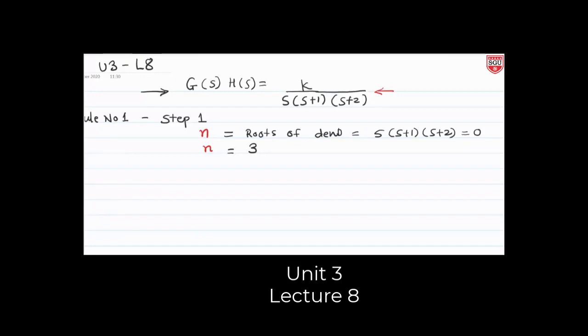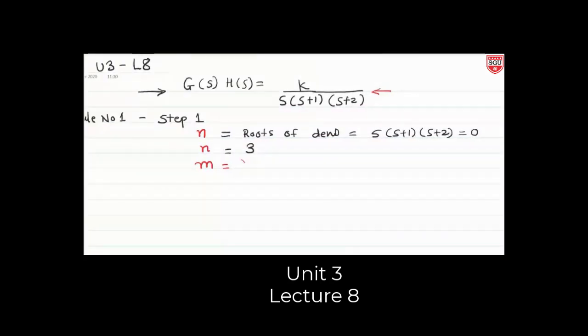Then let's move to the number of zeros. How many zeros will be there in the numerator? Roots of the numerator. The numerator is K. There is no existence of s in the numerator. So in this problem, the number of zeros is 0. So we have 3 poles and 0 zeros.